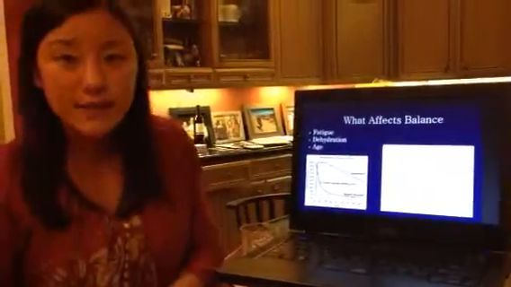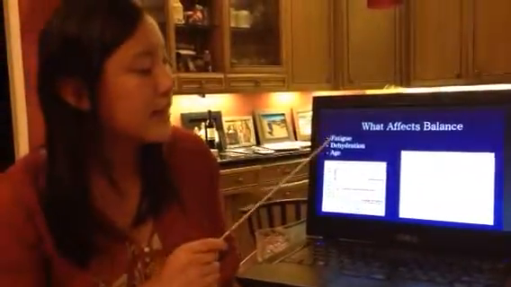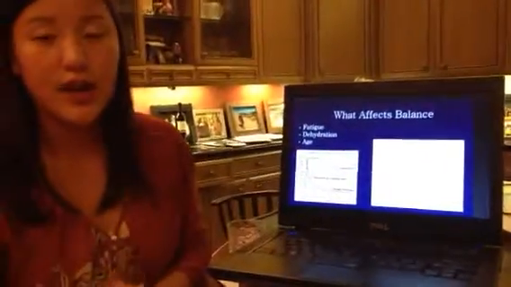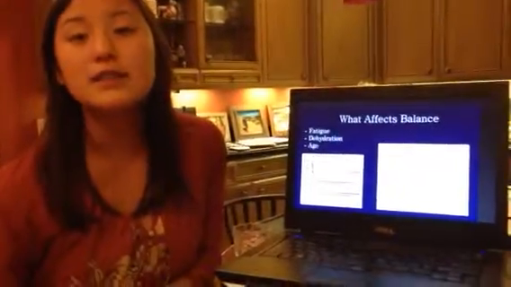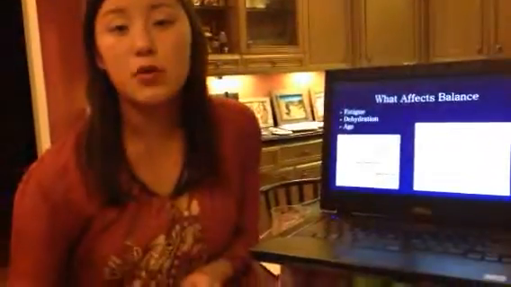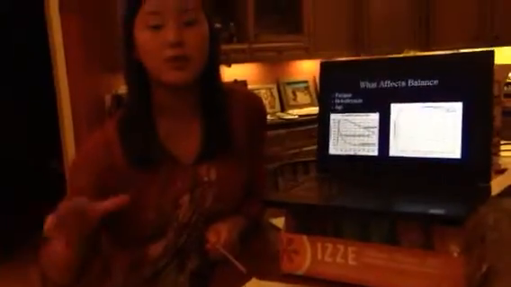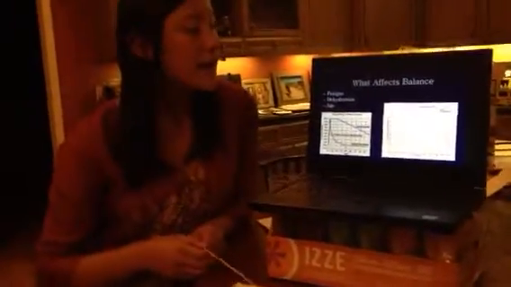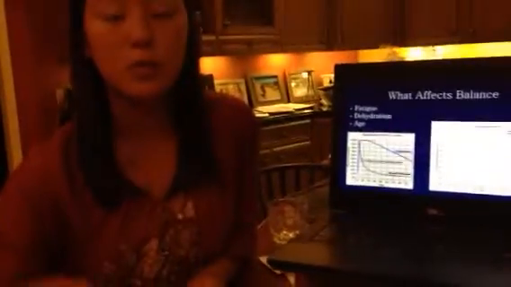Now there are three things that affect balance. We have fatigue, dehydration, and age. Fatigue is an important one because as our muscles are strained, they get tired and become weak. As they become weaker, they cannot support our body strength, and this will cause us to be more prone to falling. Likewise, if we stress our body a lot, we will become dehydrated and lose water.